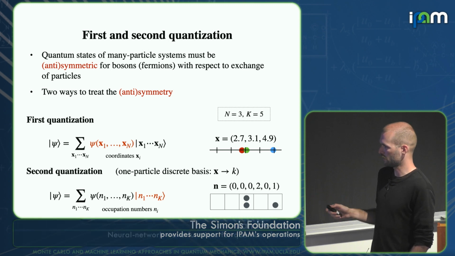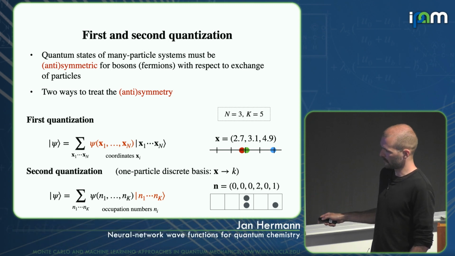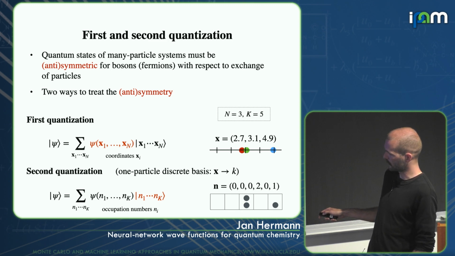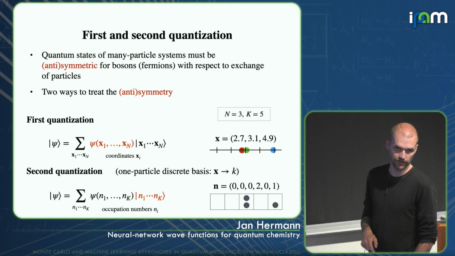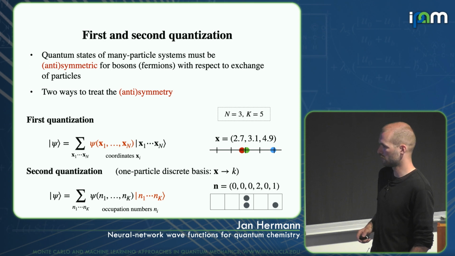In the first quantization, you take as your basis states assignments where you say, okay, first particle is here, second particle is here, third particle is there. So this is an example when I have 3 particles. And so in this setup, your wave function then needs to be either symmetric or antisymmetric for bosons or fermions.